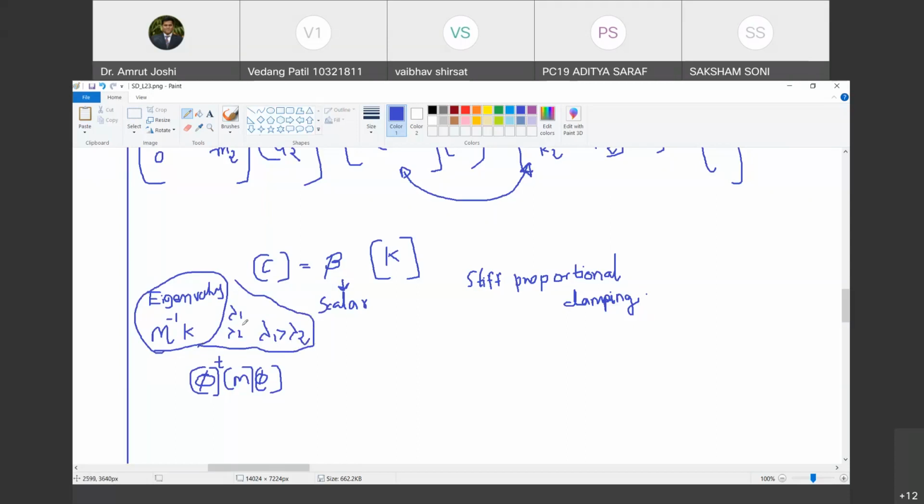And then, if we place the eigenvector corresponding to lambda 1 as the first column, the eigenvector corresponding to lambda 2 as the second column, what we get is the phi matrix. So it is a matrix of eigenvectors corresponding to eigenvalues arranged in ascending form. If that is the case, then we are sure that phi transpose M phi is diagonal.